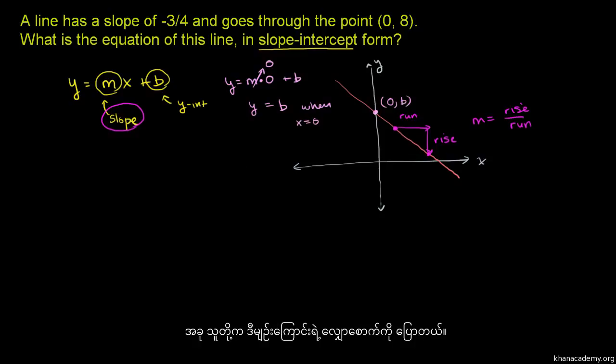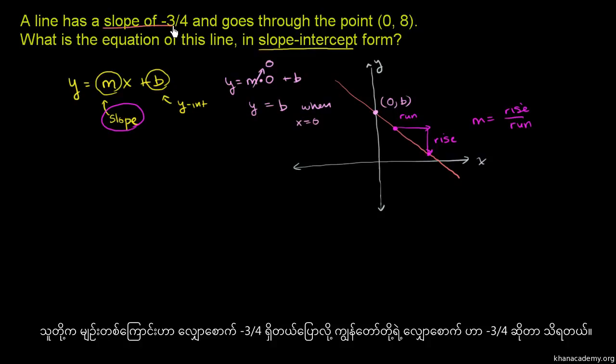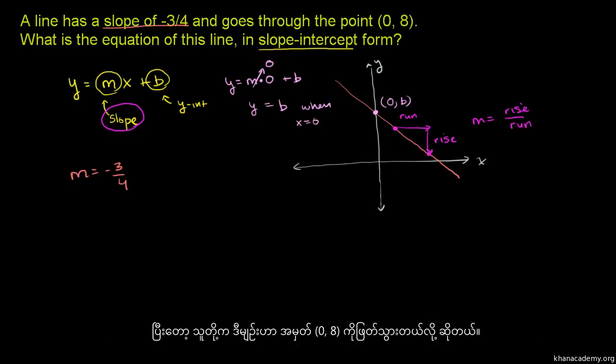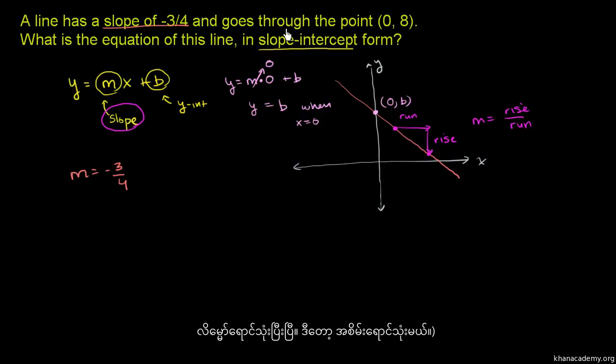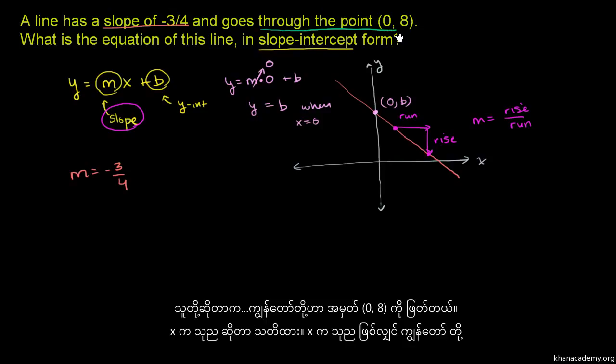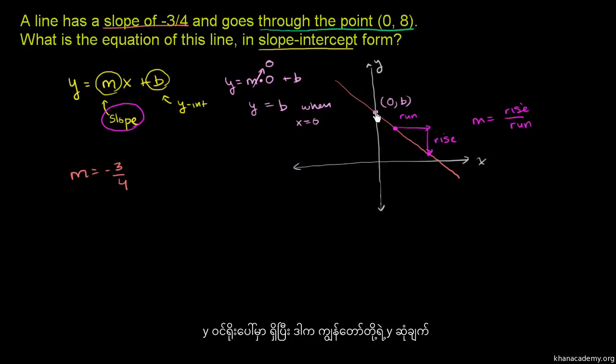Now, they tell us what the slope of this line is. They tell us a line has a slope of -3/4. So we know that our slope is -3/4. And they tell us that the line goes through the point (0, 8). Let me use a new color, this green color. Notice x is 0, so we're on the y-axis. When x is 0, we're on the y-axis. So this is our y-intercept.